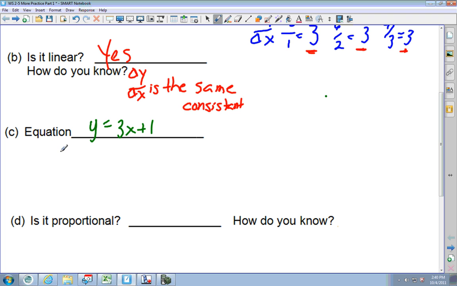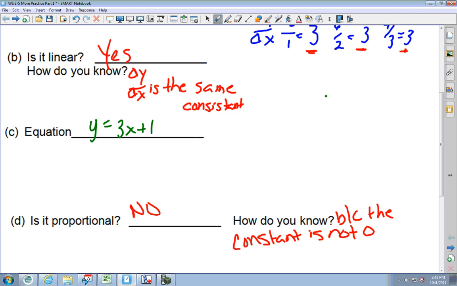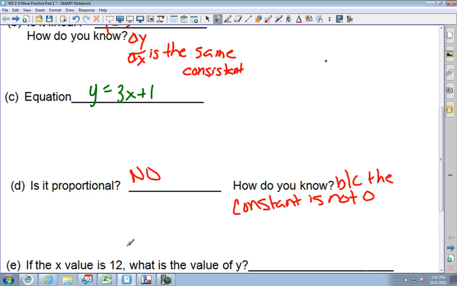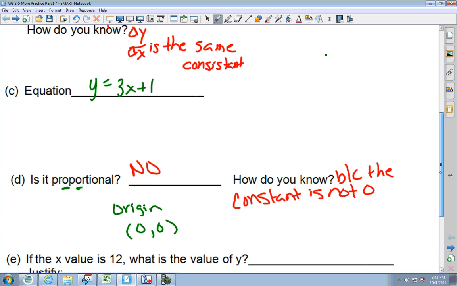Now, as we go on, it asks, is it proportional? The answer is no. And how do you know? Because the constant is not 0. Another way to try and figure this out, to give you a clue when you're looking at this: if the constant's 0, it goes through the origin. The ordered pair for the origin is 0, 0. See how there's 2 zeros? Look at this: 0, 0 in the word proportional. Just some tricks to help you remember what proportional means.